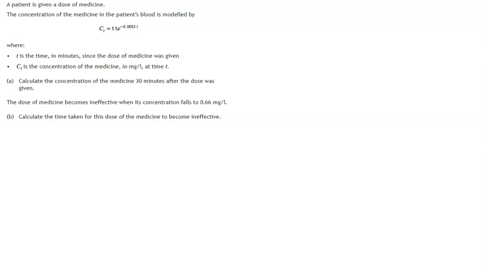Now in this scenario here, we're talking about a patient being given medicine, and the concentration of the medicine in their blood is modelled by that equation there. Ct equals 11 e to the power of negative 0.0053 t. In this equation, t is the time in minutes since the dose of medicine was given. Ct is the concentration in milligrams per litre at a set time t.